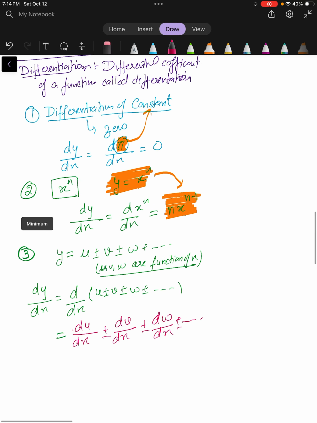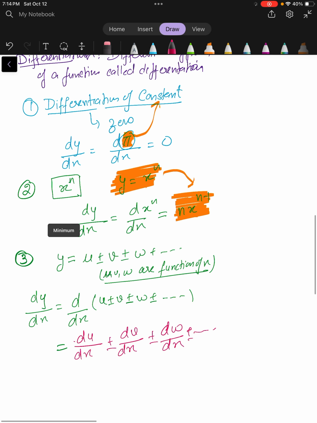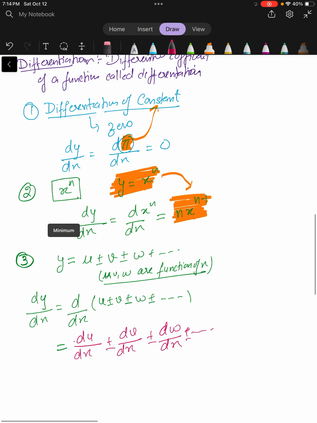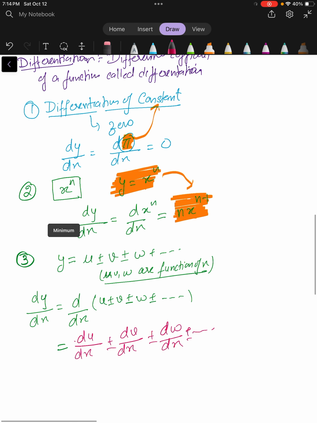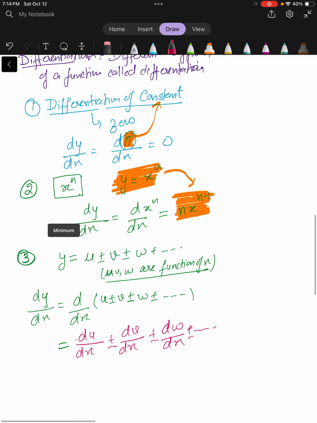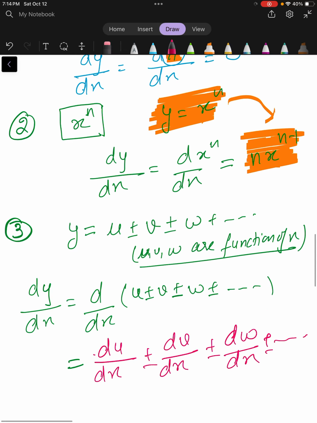Let's have a recap. The first point is that the differentiation of a constant is 0. The second point is that the differentiation of x to the power n is n x to the power n minus 1. The next one is the algebraic functions, and how we will do the sum. This is the way we will do it.